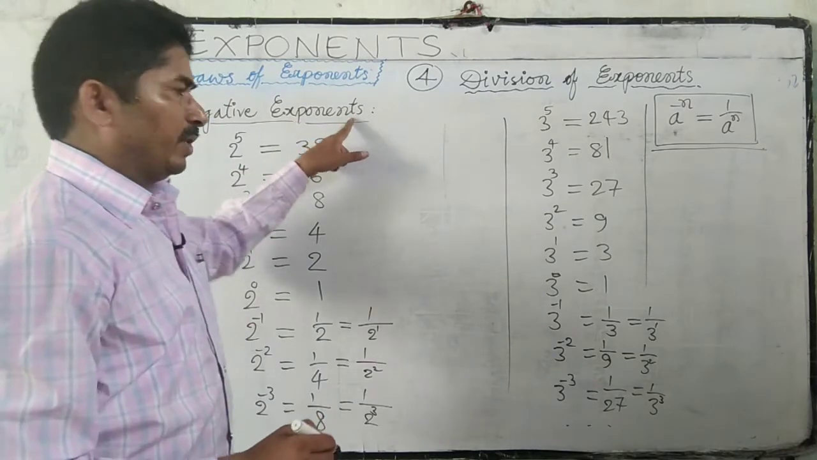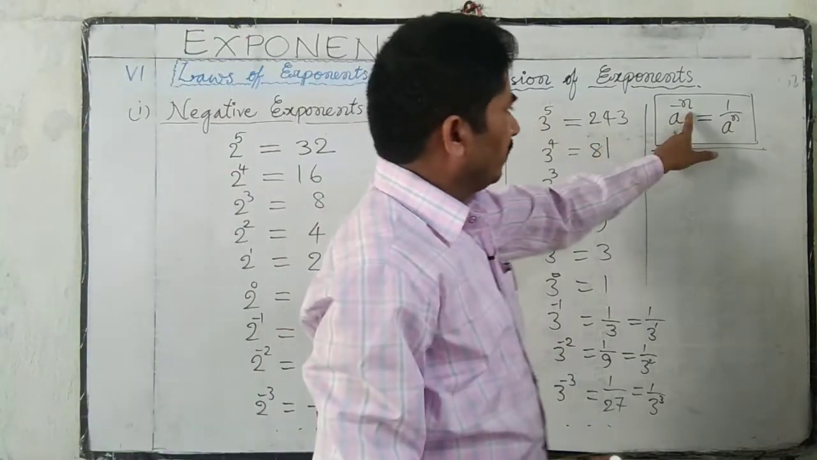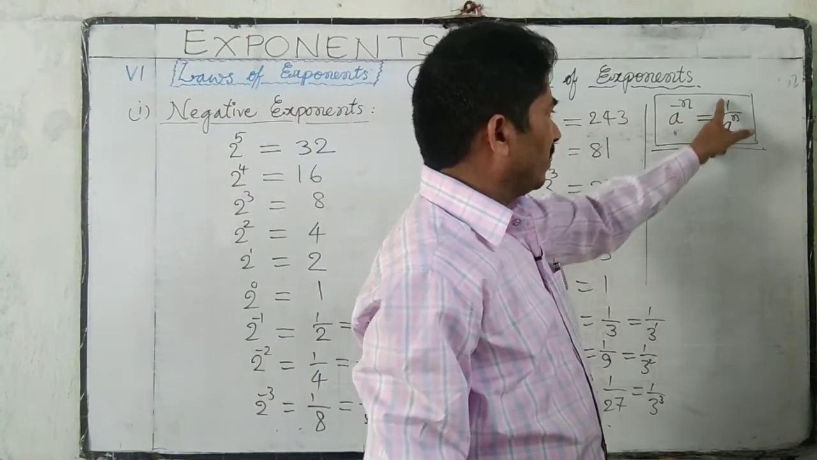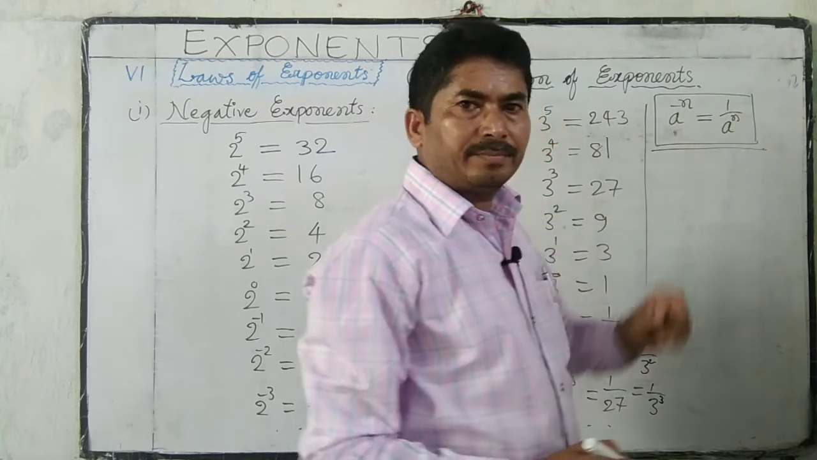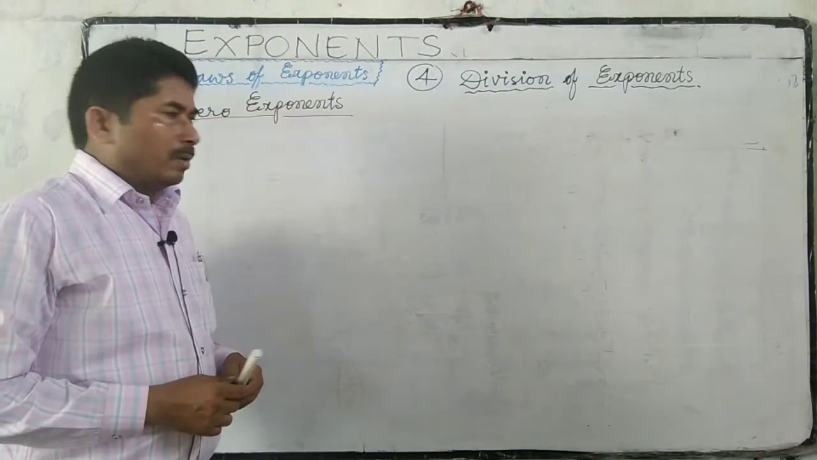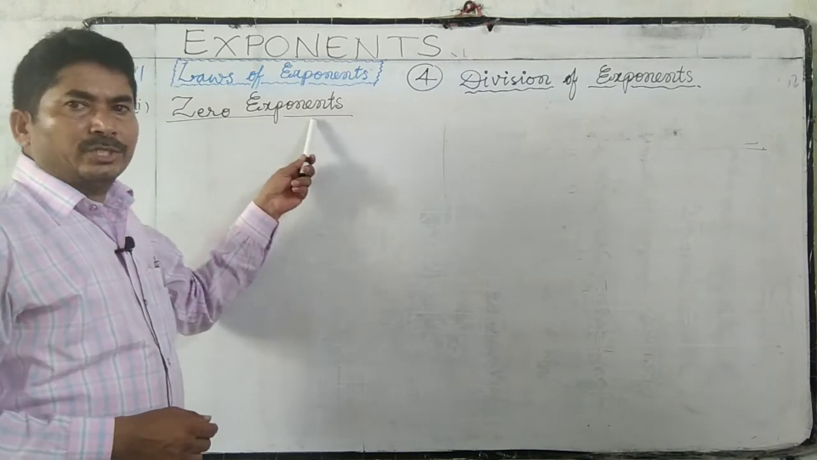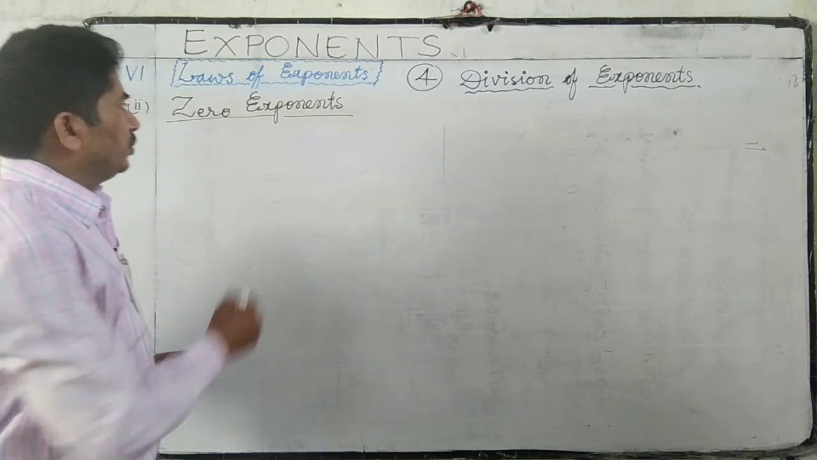Negative exponents. We can write 1 by a to the power of n. Next, zero exponents.